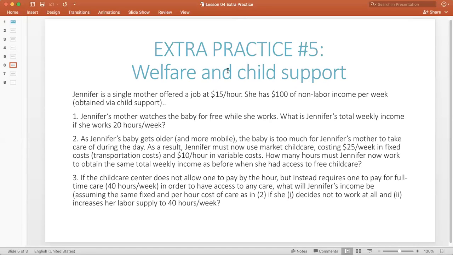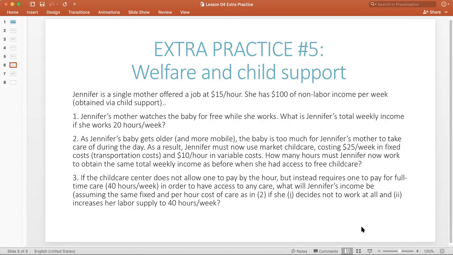So Jennifer is a single mother offered a job at $15 an hour. She has $100 of non-labor income per week obtained via child support. So they give us her wage rate and then some non-labor income, which is from some welfare. So number 1, Jennifer's mother watches the baby for free while she works. What is her total weekly income if she works 20 hours a week? So we can see that her total income is going to be her income from labor, which is the amount of hours she's working times her wage rate, and then adding in any welfare benefits, which she does have.